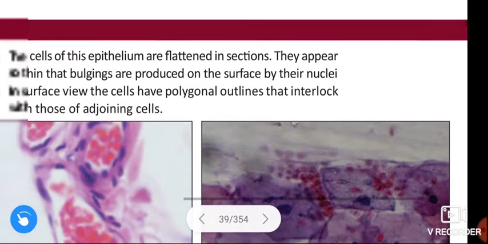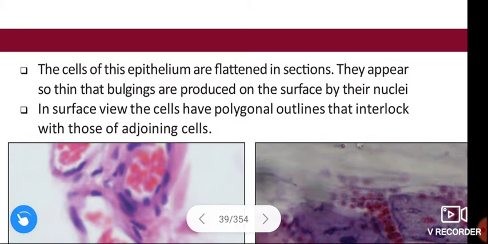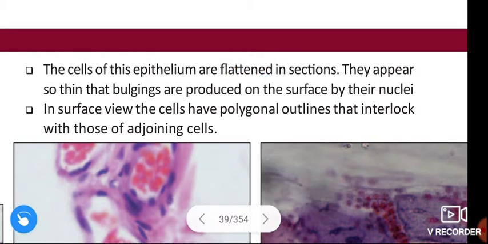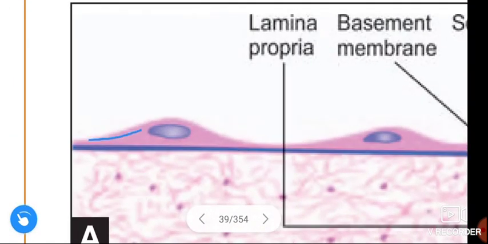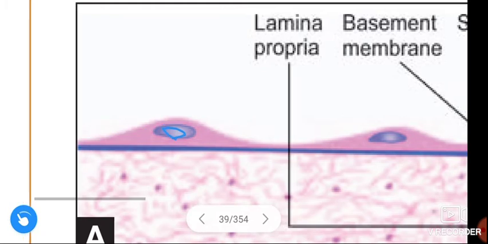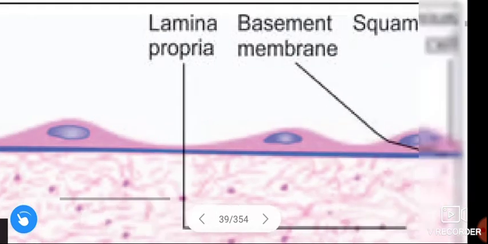Okay guys, see this point. The cells of this epithelia are flattened in section. They appear so thin, but bulgings are produced on the surface by the nuclei. That means here the nuclei are present, and bulgings are present on the upper side of the nuclei.